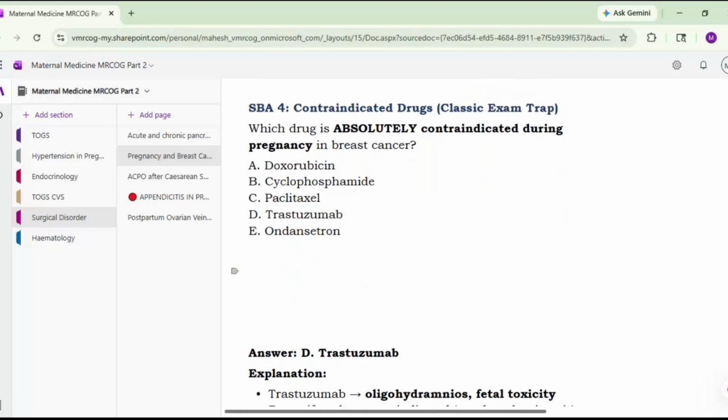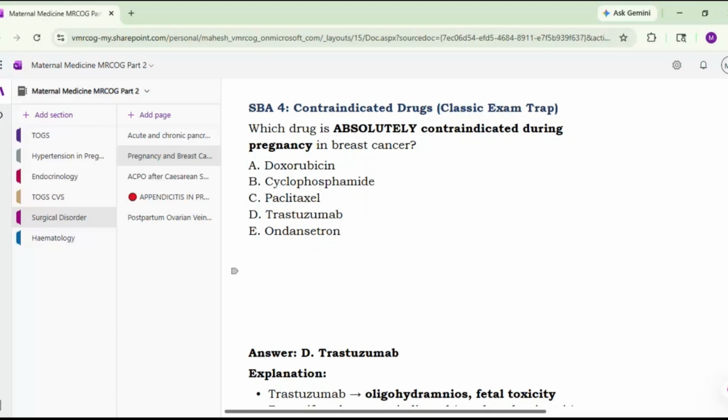Which drug is absolutely contraindicated during pregnancy in breast cancer? A. Doxorubicin, B. Cyclophosphamide, C. Paclitaxel, D. Trastuzumab, E. Ondansetron. It is D. Trastuzumab. Actually, I think others should also be contraindicated.